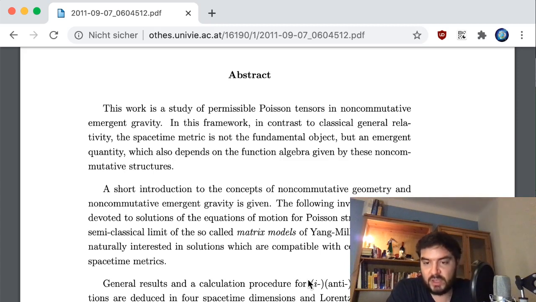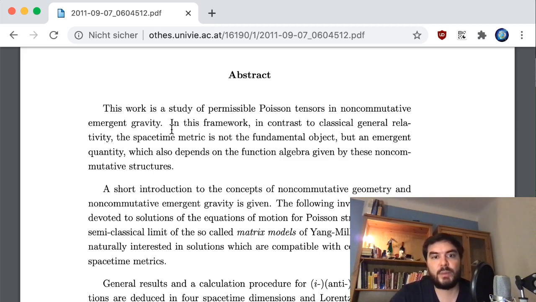entropic motions in the universe. And of course, since general relativity in its range of validity is right enough, this means that you have to find other frameworks which kind of boil down to something that looks like gravity. And matrix models aren't the only place where this happens, or where this seems to could possibly work out. Okay, so in this framework, in contrast to classical general relativity, the spacetime metric is not the fundamental object, but an emergent quantity which also depends on the functional algebra given by these non-commutative structures.